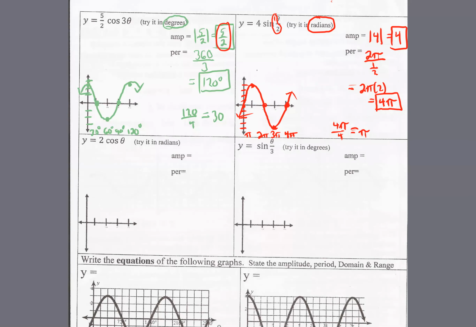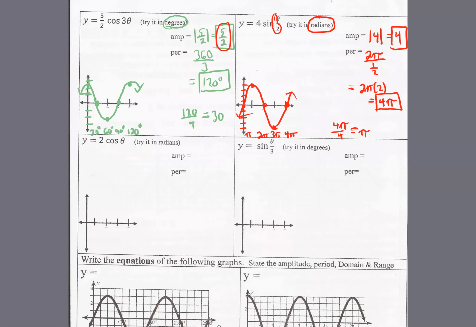Doing great. All right, so the third example here, it says radians. So that means for my amplitude, the formula never changes. It's absolute value of A, so that's just going to be 2. And because it's in radians, I'm going to do 2 pi over B. For B here, there's an invisible 1 in front of the theta. So it's going to be 2 pi over 1, which is 2 pi. So now I have my amplitude, I have my period. If the amplitude is 2, I'm going to go up 2 and down 2.